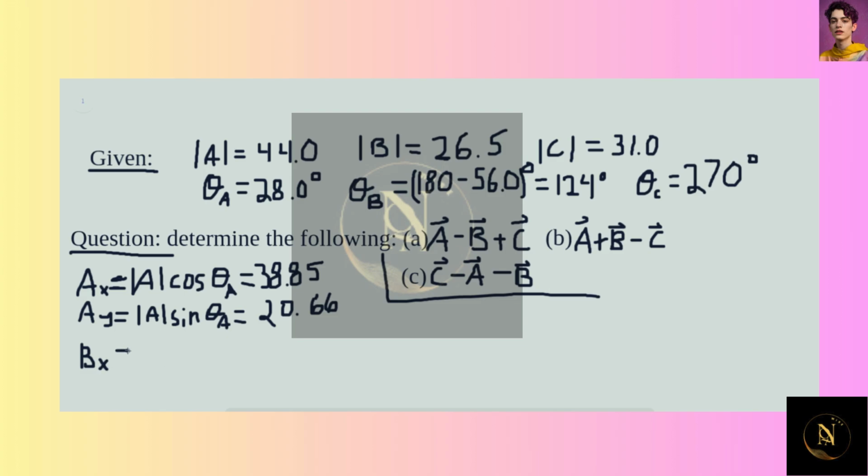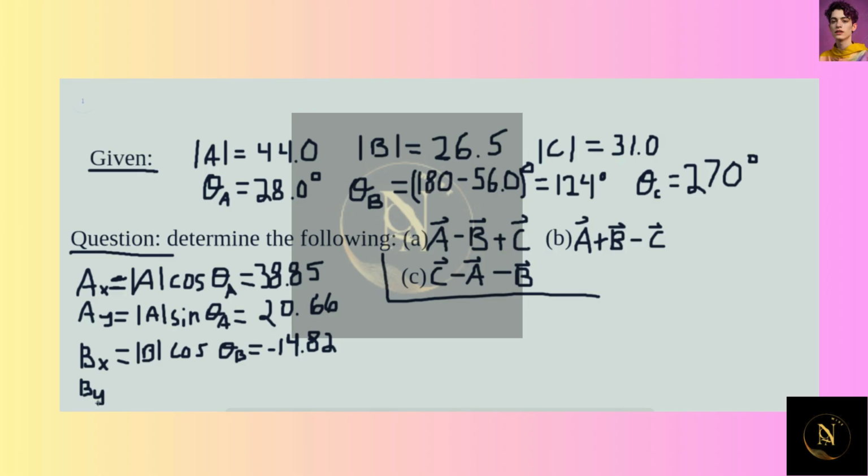B of x is the magnitude of B times cosine, because it's in the x, of the angle B. So the magnitude of B is 26.5 times the cosine of 124 degrees. And that's going to be negative 14.82. That makes sense because B is pointing in the negative x direction. So the x component of B is negative 14.82.